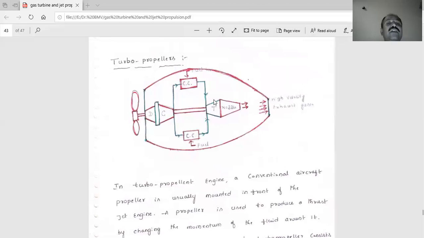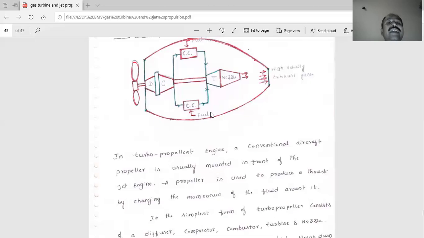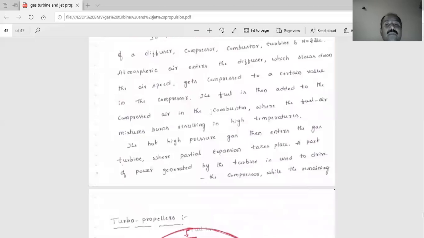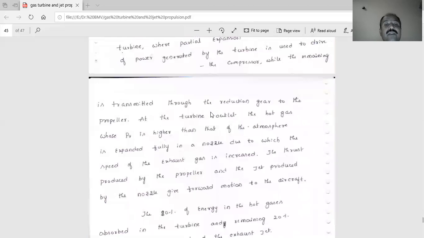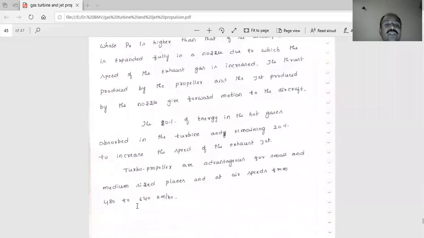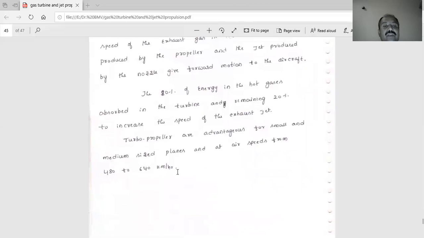This is what you can call a turbo propeller. This is a conventional engine in aircraft applications. We are using these turbo propellers in the range of 480 to 640 kilometers per hour. For slow speed aircraft applications, we are using this type of turbo propeller. That is what you can call a conventional aircraft. For simple aircraft applications, we are using these turbo propeller engines. Okay, this is one thing.